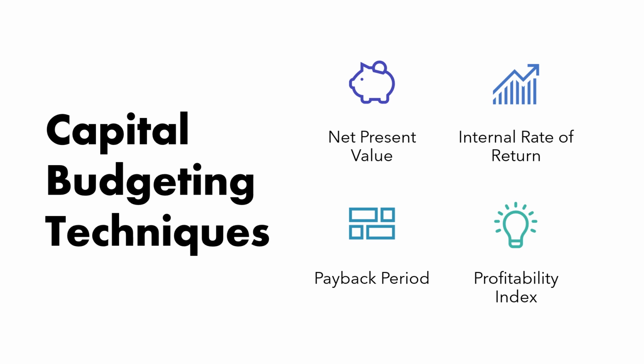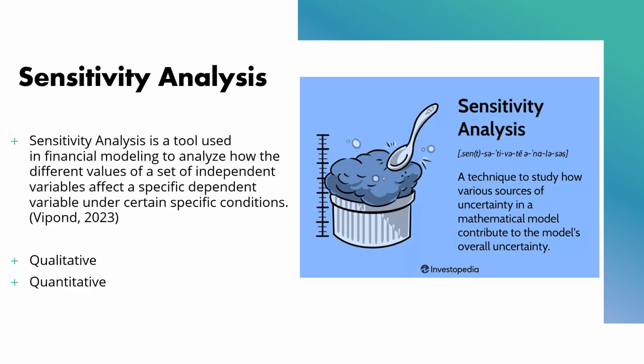According to Kenton in 2023, a capital budgeting decision that you can make is opening a new store. One decision would include opening a fast food chain or opening a clothing retailer. Now we'll talk about sensitivity analysis.